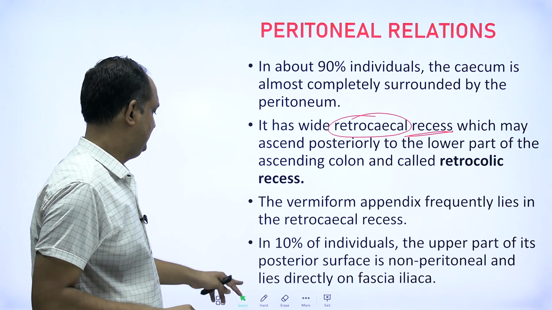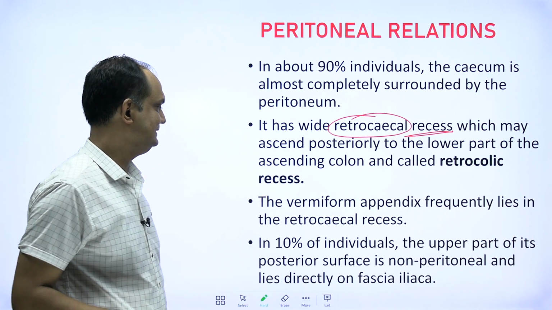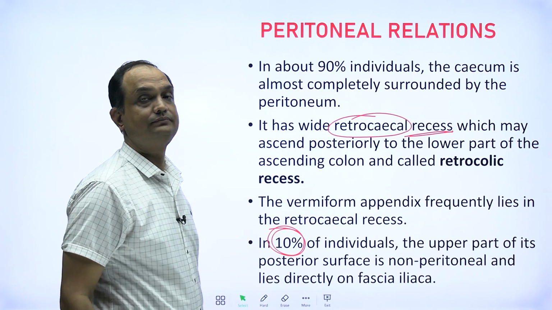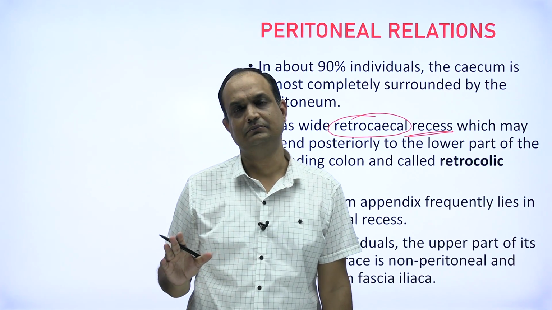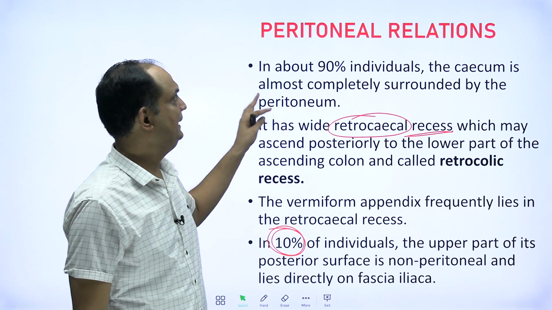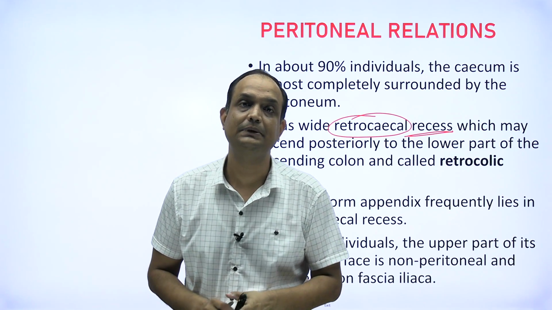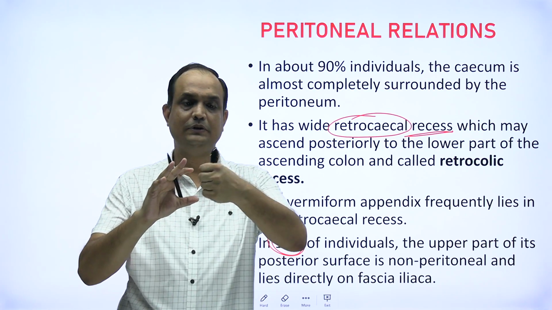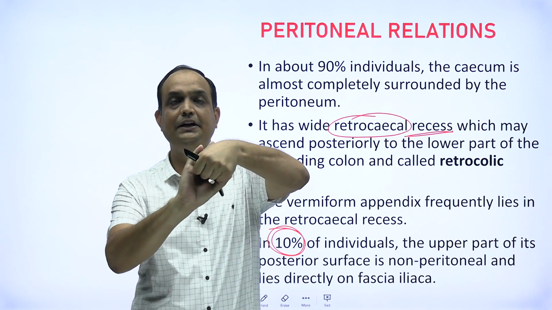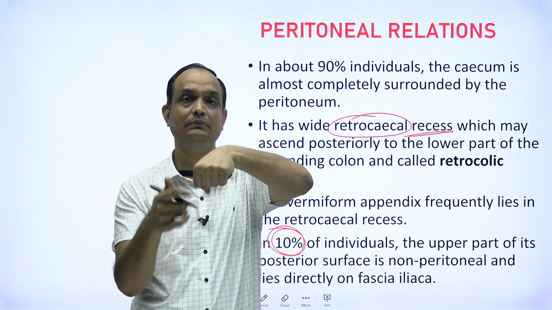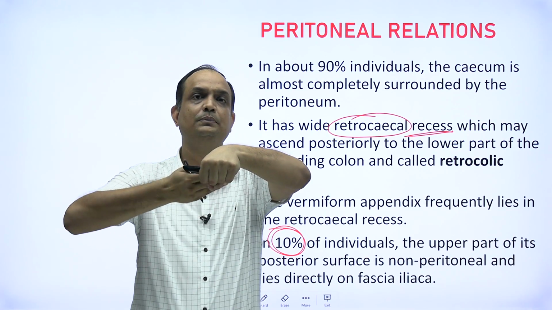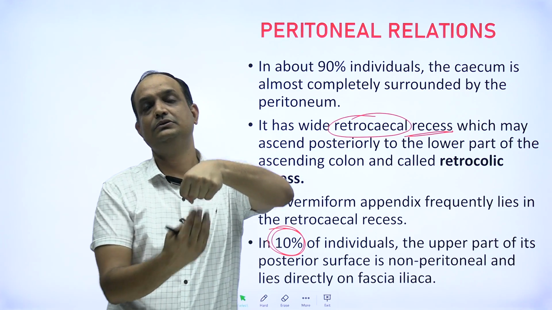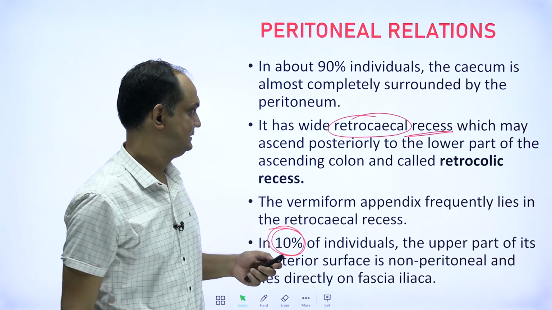So the vermiform appendix frequently lies in the retrocecal recess, and only in 10% cases, which I already told you, you have retroperitoneal cecum. Clear? So what is the peritoneal relation? In 90% people, the peritoneal relation is intraperitoneal cecum. And because the peritoneum is covering the whole anterior and posterior part of the cecum, and it then reflects from the posterior wall, there is a gap present behind, known as retrocecal recess.